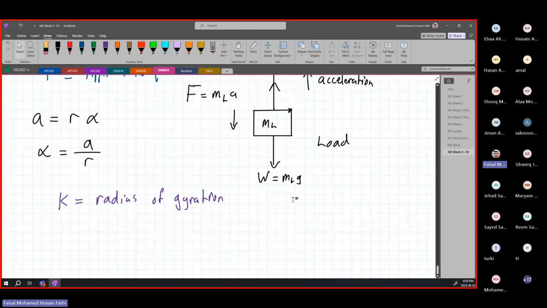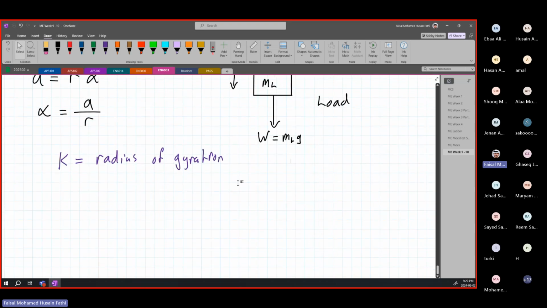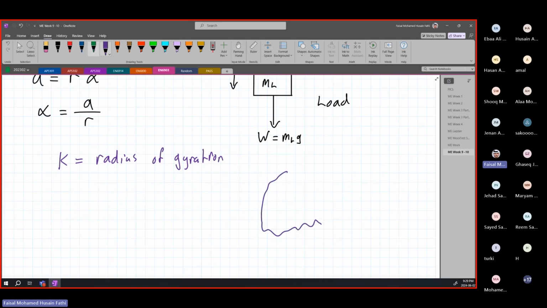Radius of gyration, just so you guys understand what it is, is an invisible radius. It is not an actual radius that you have, but it is an estimated radius, you can say, of any type of body that is rotating. All right, so let's say that this is rotating over here. If you want to measure this body's radius, it is known as K, which is basically an average radius of the shape of this body.